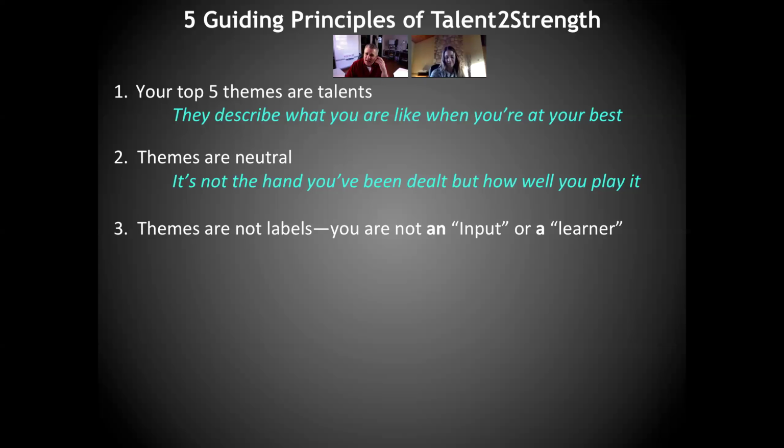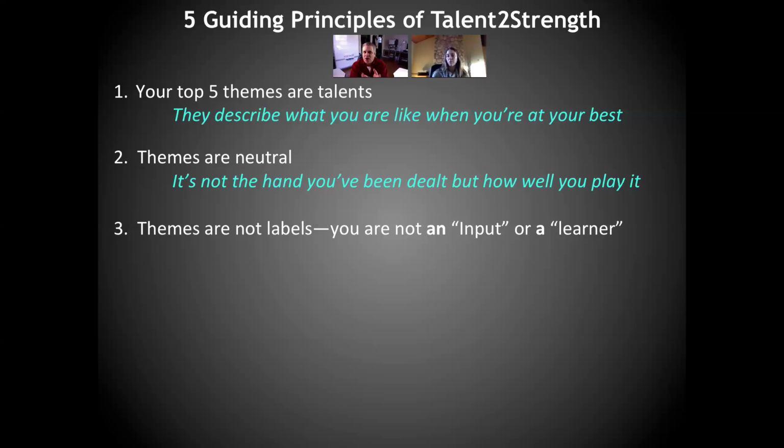Again, more things to get people in the right mindset to use StrengthsFinder. Themes are not labels. So you're not an input, or a learner, in the StrengthsFinder sense of things. The problem is that people tend to take things that aren't real and make them real. There's a word for that. It's called reification in psychology. It means to make concrete. So you're making something concrete that really isn't concrete.